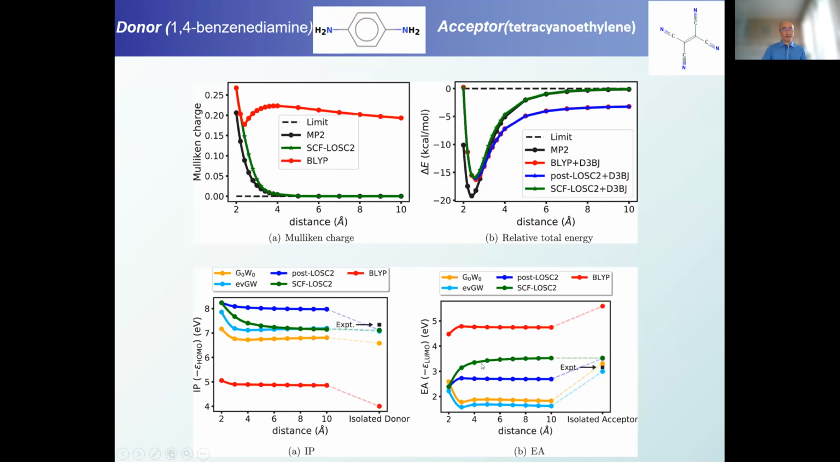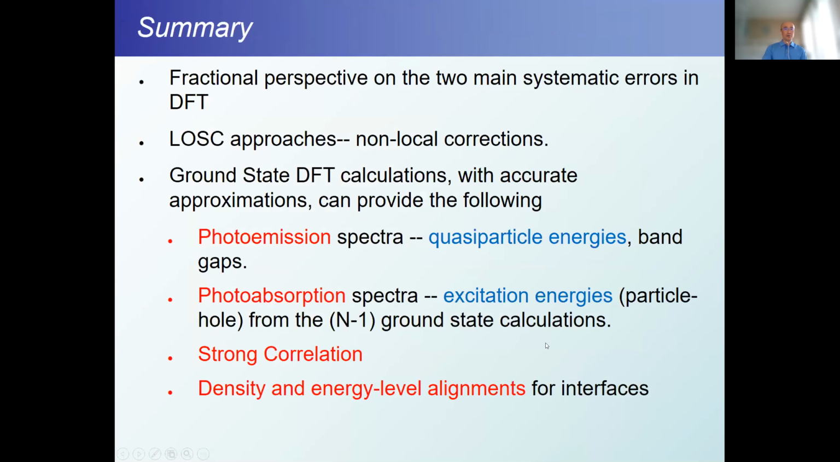Only self-consistent lOSC, because we have the correct density, is able to align properly. So that's the last example, energy alignment in charge transfer systems. What I've shown you is that we understand some of the key systematic errors and we correct them, and we are able to get the right photoemission and photoexcitation spectra, and energy level alignment in charge transfer interfaces. Okay, thank you very much.